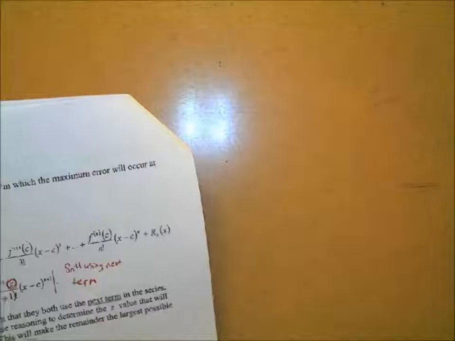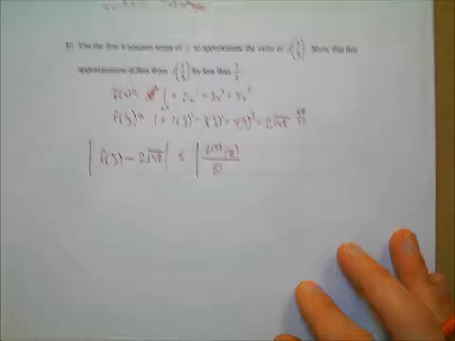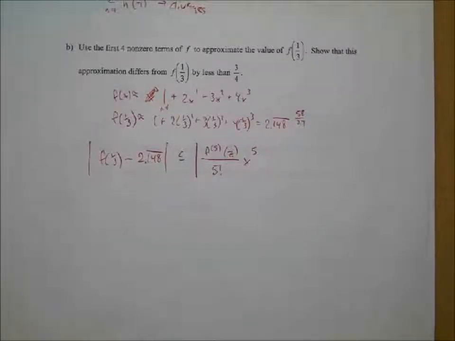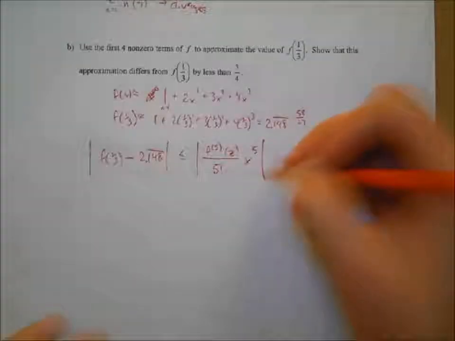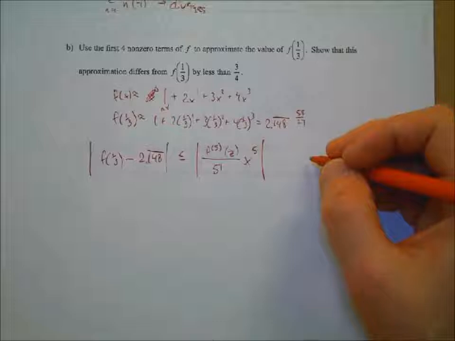Hold on here. Use the next term. 5m plus 1, right, okay. 5 factorial, and then x to the 5th. Like that. Okay. And x is going to be a third, right? Okay. So we know x is a third. Now we have to figure out what that z is.